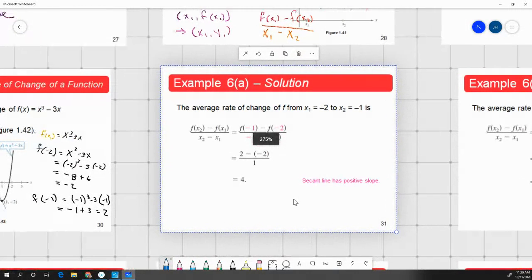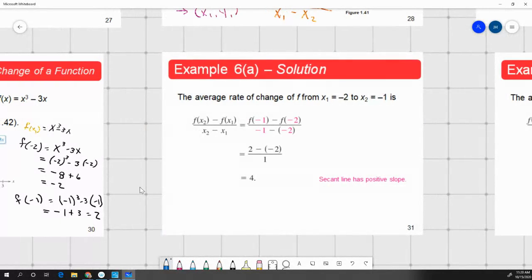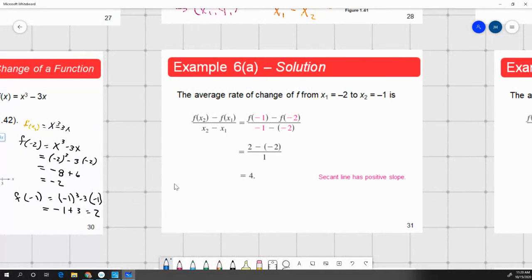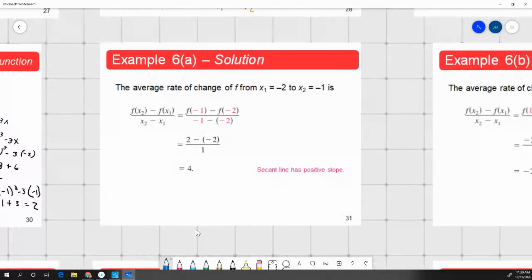So if you look at this, they didn't plug it into the equations like I did. I just showed you how it plugged in. They took f of negative 1 minus f of negative 2. And all they did was plug these in, right? This is f of negative 2 is negative 2. F of negative 1 is positive 2. And so they wound up with the same answer, right? But they didn't show you all the steps they took to get there.